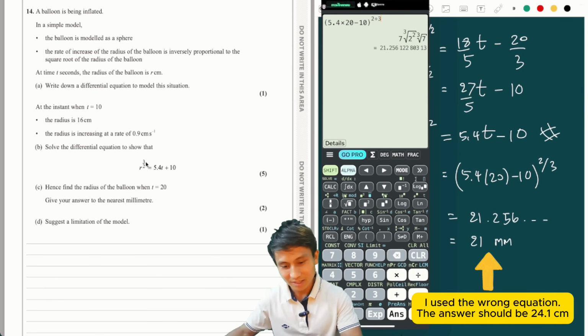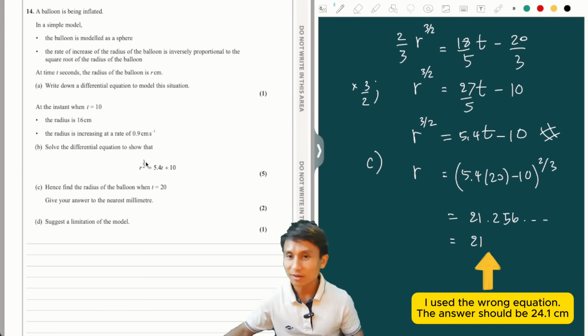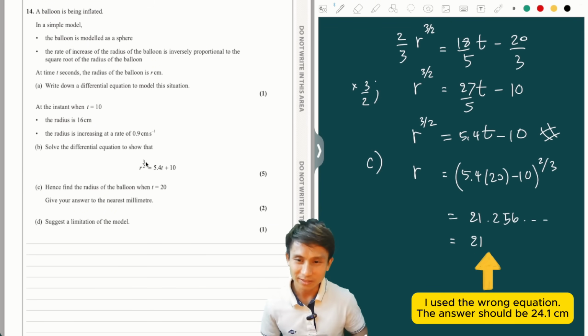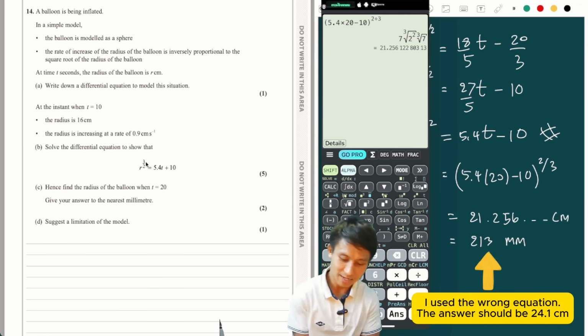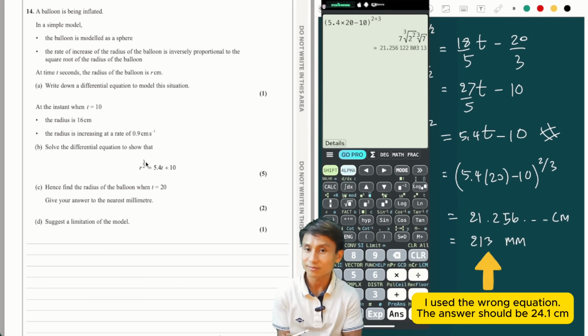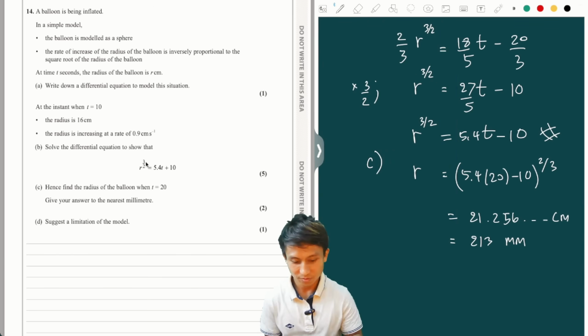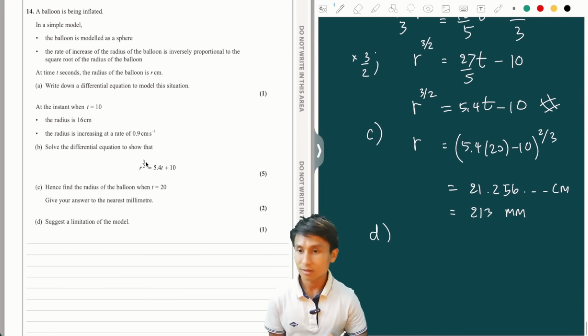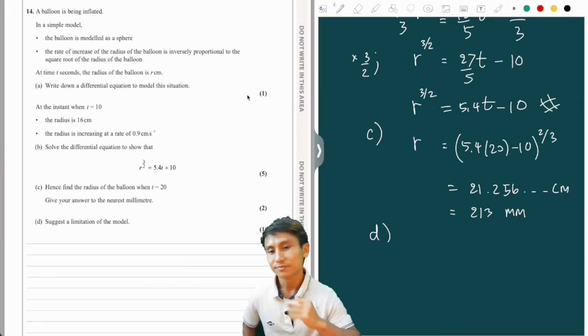Okay. I just check. So I know that that would have been wrong. So it's that centimeters, right? So it's that millimeters instead. Yeah, almost got tricked there. Okay, nearest millimeter. Cool. D suggests a limitation of the model. Okay, limitation again.